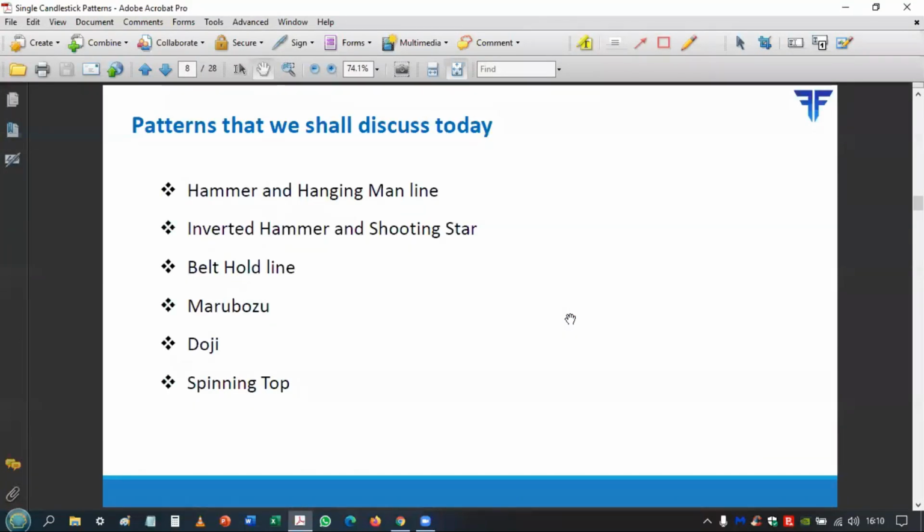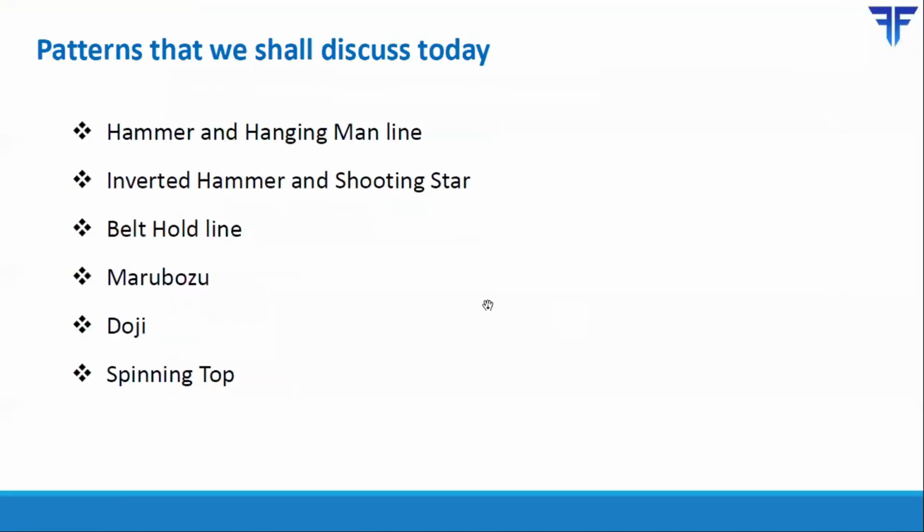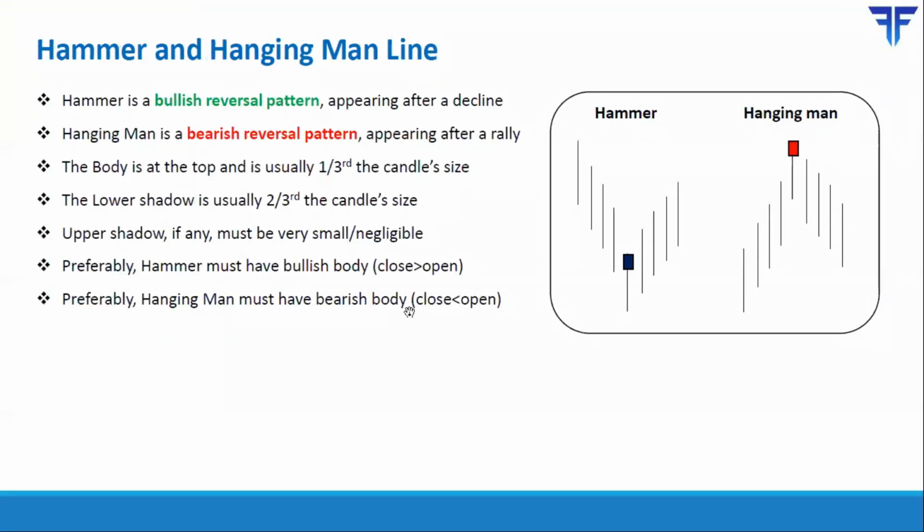Some of the key patterns that we will be discussing in today's webinar include hammer and hanging man line, inverted hammer and shooting star, belt hold line, marubozu, doji, and spinning top. So let us get started with hammer and hanging man line. Now this slide shows hammer and hanging man line.